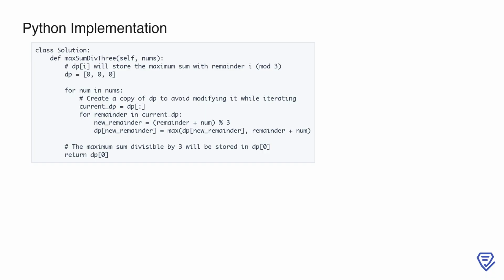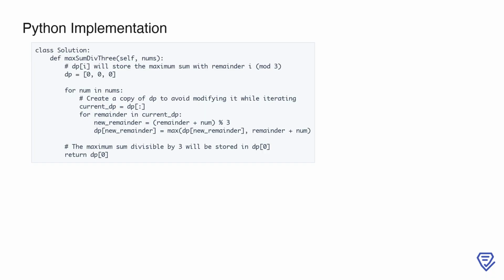Step-by-step explanation. 1. Initialize the dp array. The array dp is initialized as 0, 0, 0. Each index corresponds to a remainder modulo 3, and initially, the maximum sums for all remainders are set to 0.